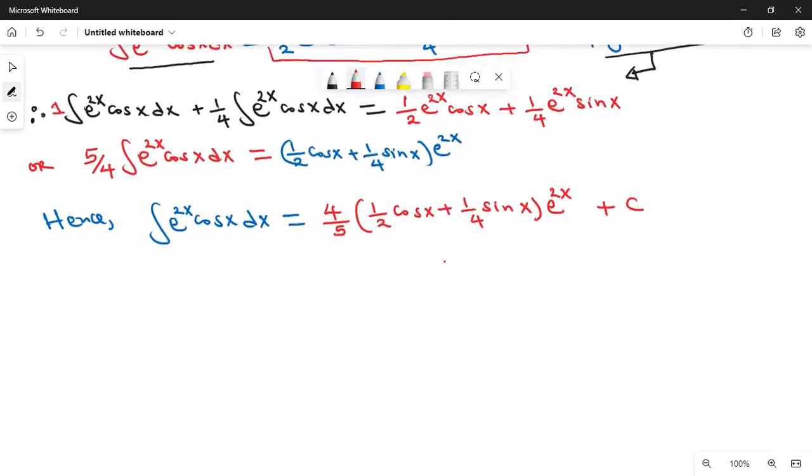So this thing can as well be written as, if I simplify, I want to factor out 1 over 4. When you factor out 1 over 4, we'll have 1 over 5 times 2 cos x plus sine x times exponential 2x plus a constant c. And so that is our answer for that particular integral.